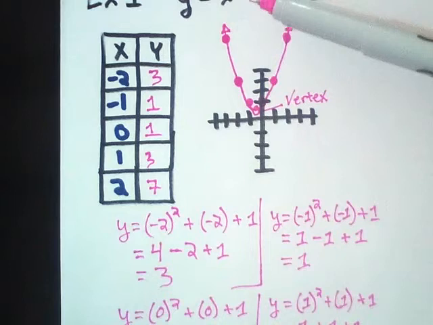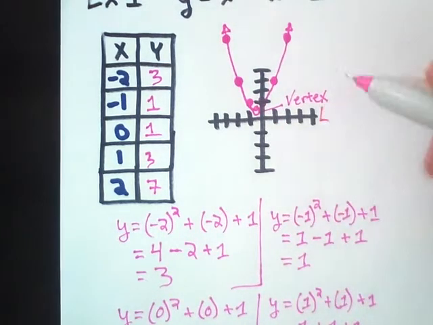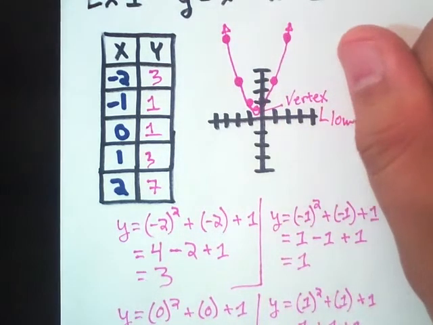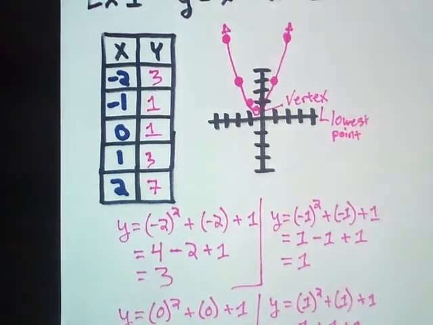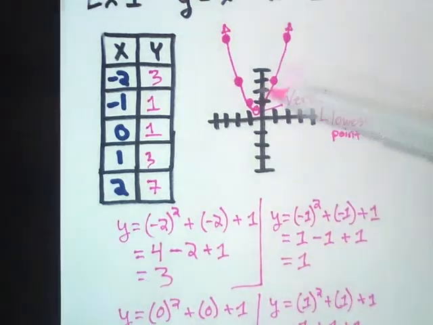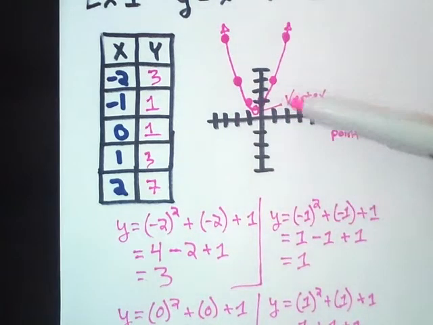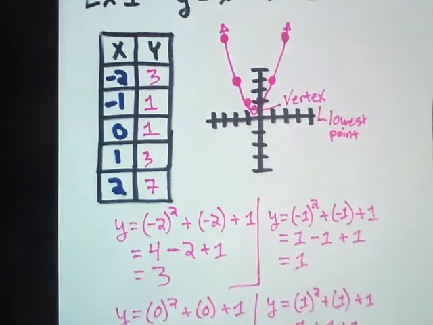However, it does have a minimum or the lowest point. So down here, our vertex is going to be the lowest point. We're never going to have a y value lower than the vertex. And if we flip it around, if we had the U shape of the parabola going the other way, then we would never have a point higher than the vertex of that parabola.